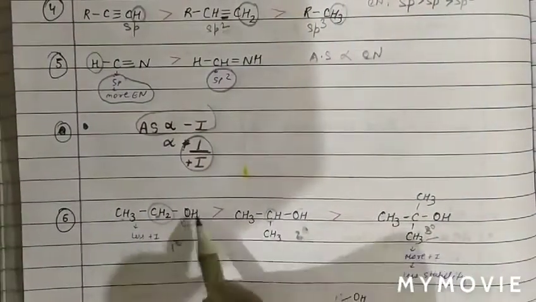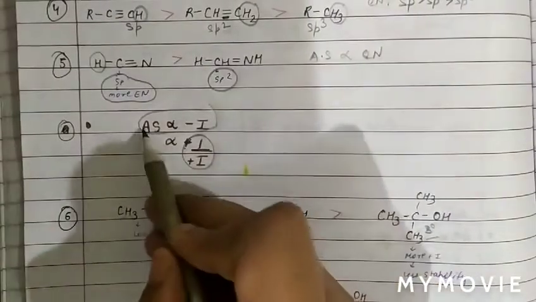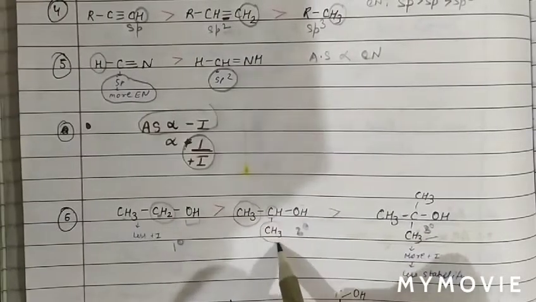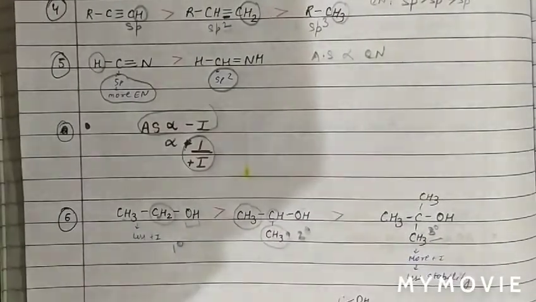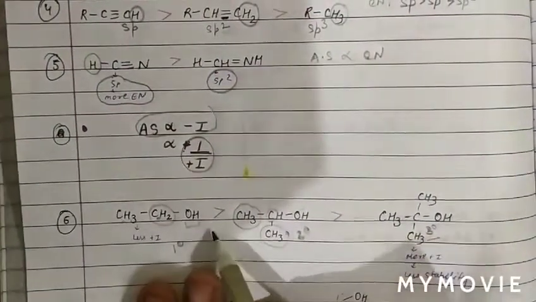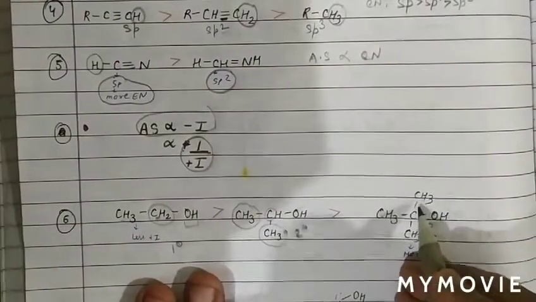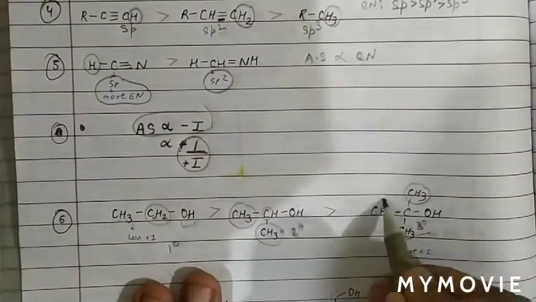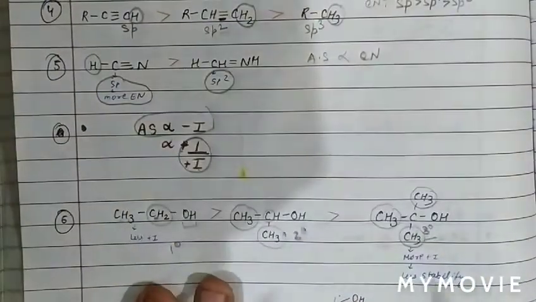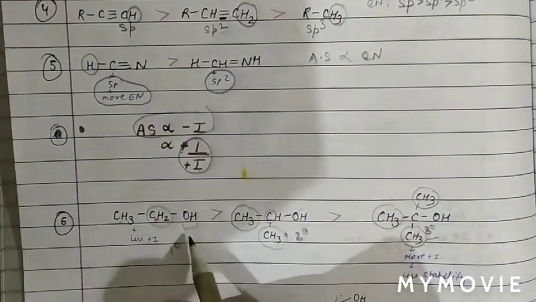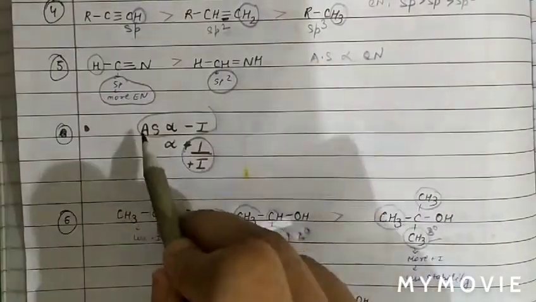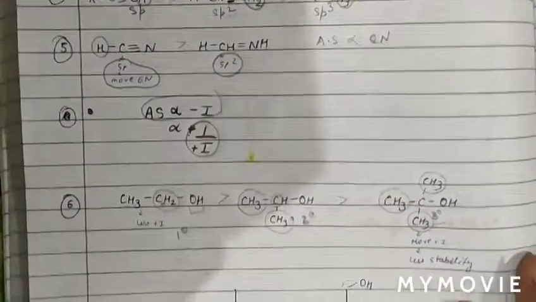Now we can see plus I group decreases the acidic strength. So if there are more plus I groups, then acidic strength is less. And when the degree of carbon increases, the plus I group increases. The number of plus I groups is more in 3 degree, so more plus I means less acidic strength. Hence 1 degree alcohol is more acidic than 2 degree alcohol and 3 degree alcohol, because the number of plus I groups decreases the acidic strength. Now see the next question.